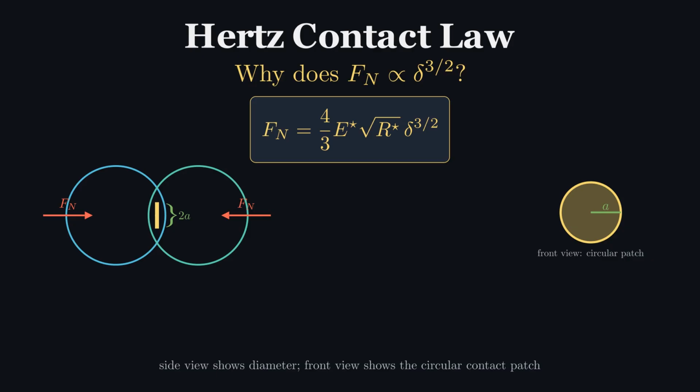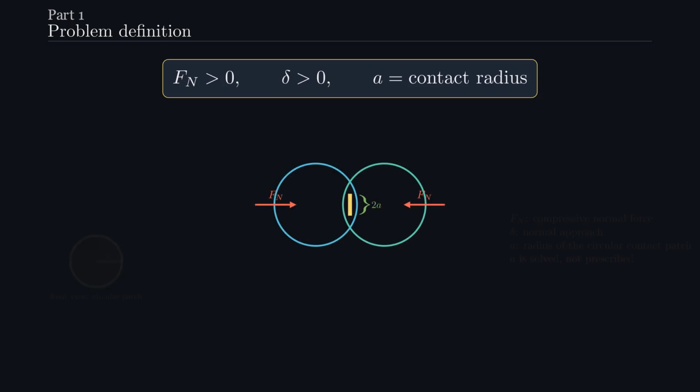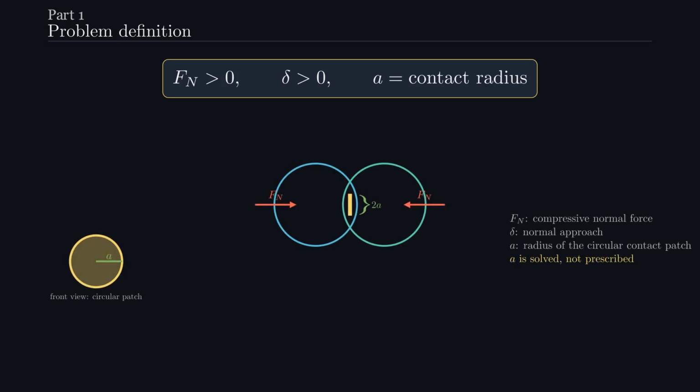The side view shows the contact diameter. The zoomed front view shows the actual circular contact patch. The unknowns are the force, the indentation, the contact radius, and the pressure field. The normal force is positive in compression. The indentation is positive when the bodies approach each other. The contact radius is the radius of the circular patch, and it grows with load. The side view contact mark is a diameter, not an elliptical area.